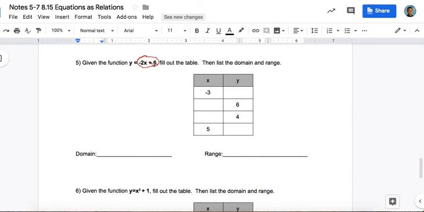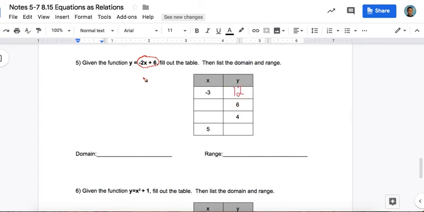Given the function y equals -2x plus 6, fill out the table, then list the domain and range. So now I can just plug in the x. -2 times -3 is 6, and 6 plus 6 is 12.